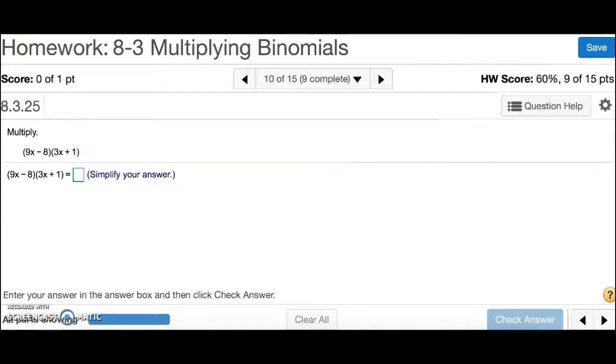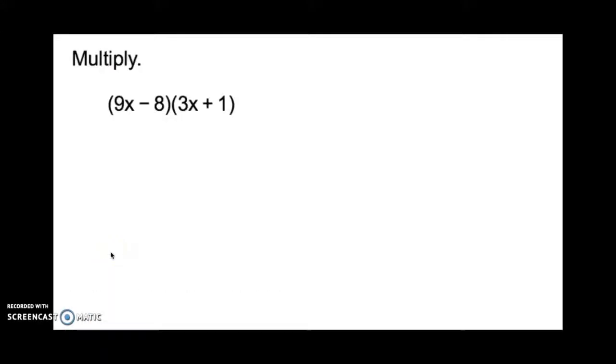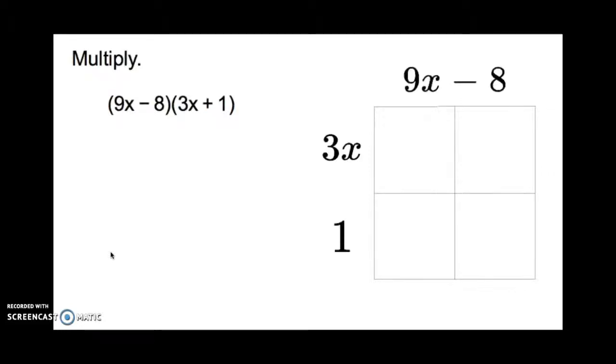So let's do that. Now, so far, all the methods we've done can be used to solve this problem. You can use FOIL, you can use distributing without FOIL, and you can use the box method. Since we haven't done the box method in several problems, let's do another one using that. But again, you could use any of these methods to solve this. So drawing my 4x4 box, I'll put 9x minus 8 on top and 3x and 1 on the side. Again, don't forget to put the minus with the 8 because it's a negative 8.